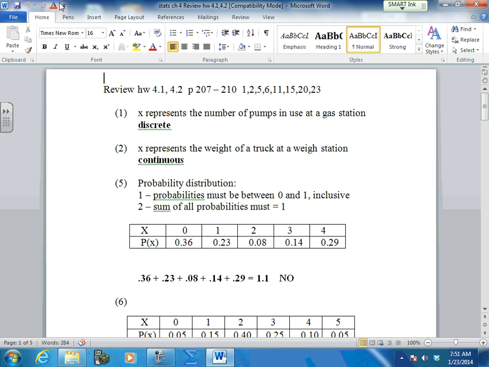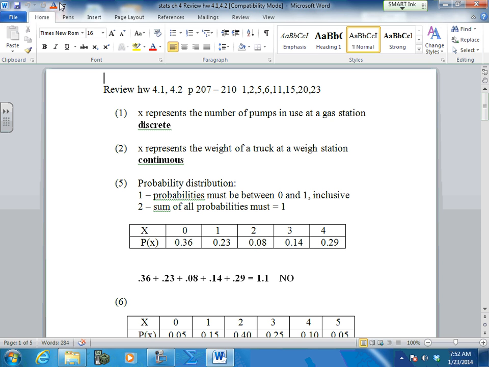Now, 2 things, and this always gets confusing. The difference between a probability distribution and a binomial probability distribution. A probability distribution says only 2 things have to happen. Your probabilities have to be between 0 and 1, and the sum of all the probabilities has to add up to 1. That is also present in your binomial probabilities. Your binomial just goes a little step further, which we'll get to in a second.